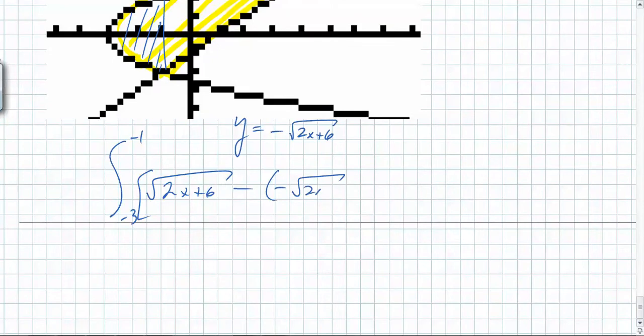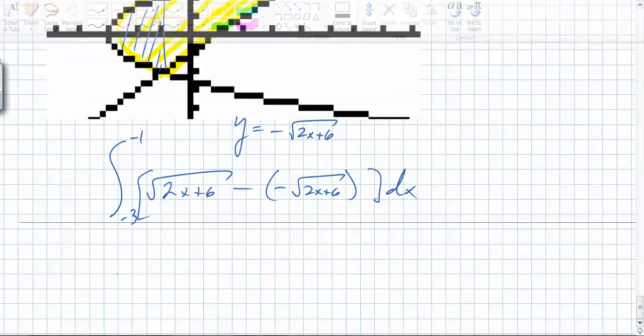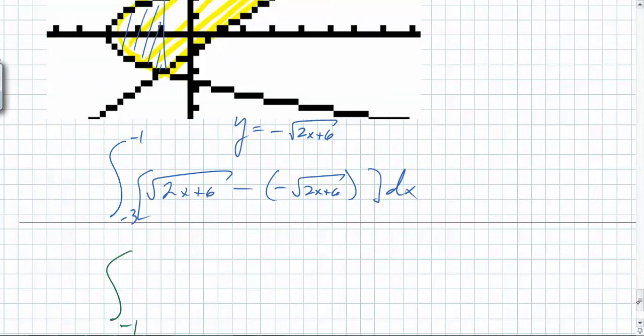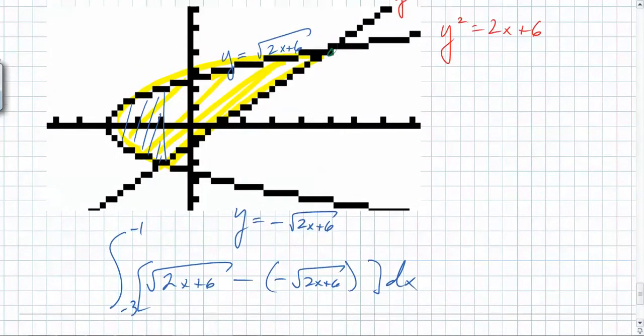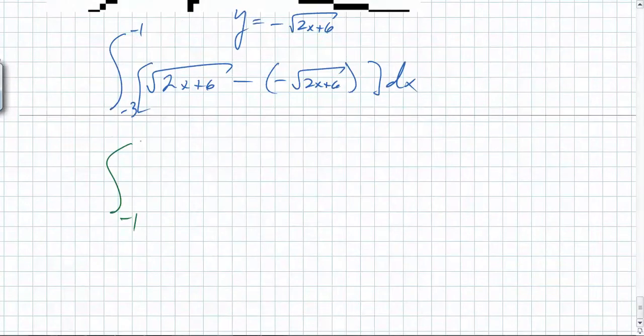Negative the square root of 2x plus 6 dx. Good, that's the first part of it. But then what happens after negative 1? You have to change the lower bound. So the next integral is going to go from negative 1 to what? To 5, where it intersects, so it's negative 1 to 5.